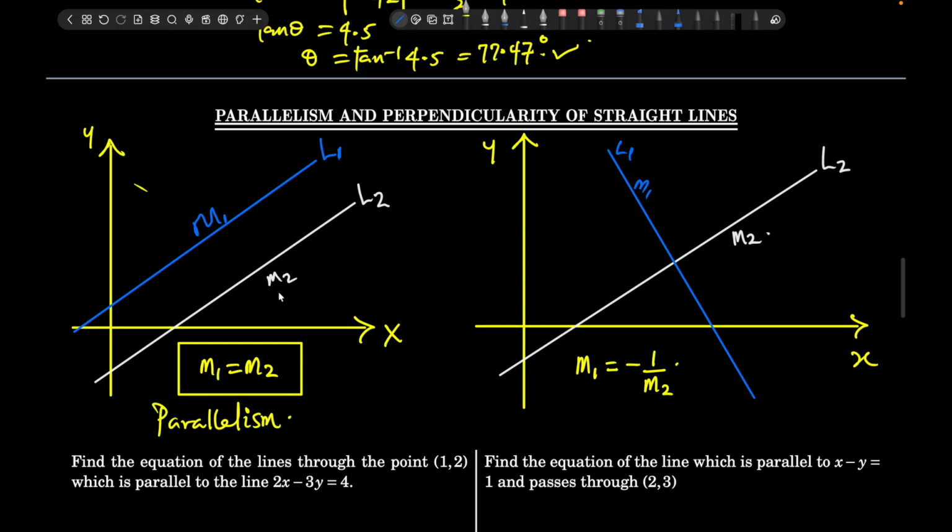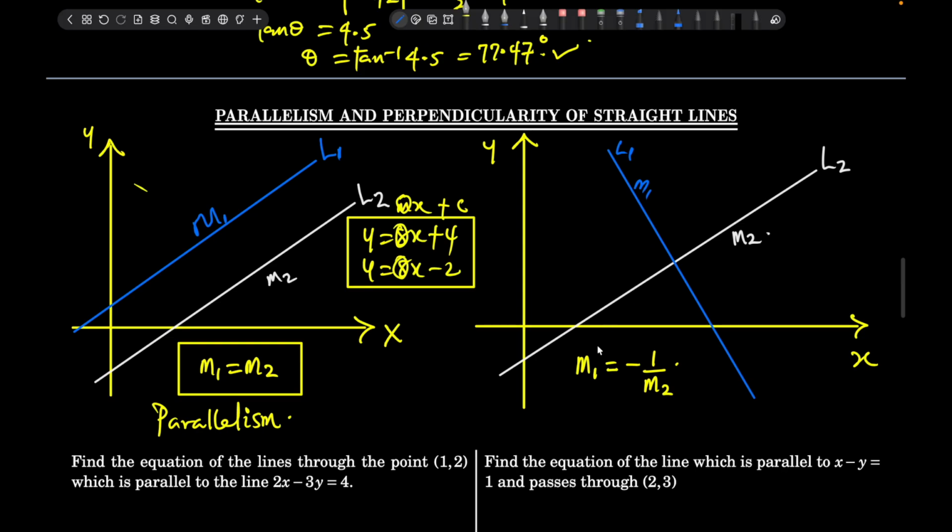That is, for parallelism, if the first line has a slope of 8, the second line is going to have a slope of 8. So if you have two equations, for instance, y is equal to 8x plus 4 and y is equal to 8x minus 2, these two lines are parallel actually because their slope are the same. Only the intercept is different. This is 4 and this is minus 2. So if you look at this, mx plus c, you see that m here is 8, m here is 8. So the two lines are parallel.